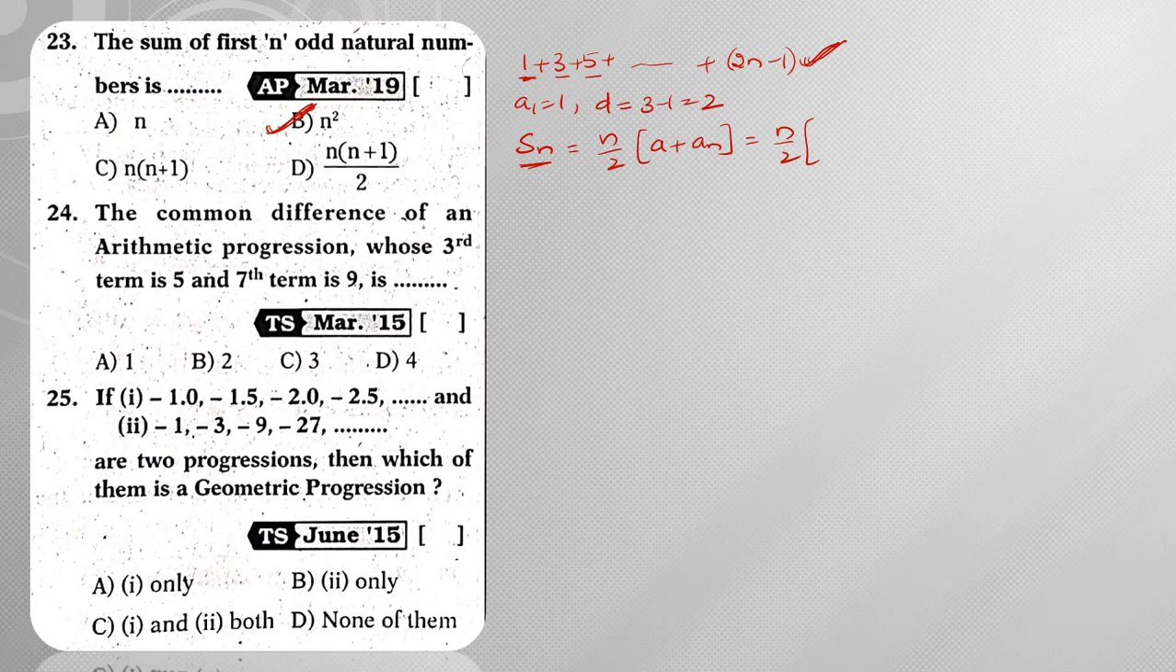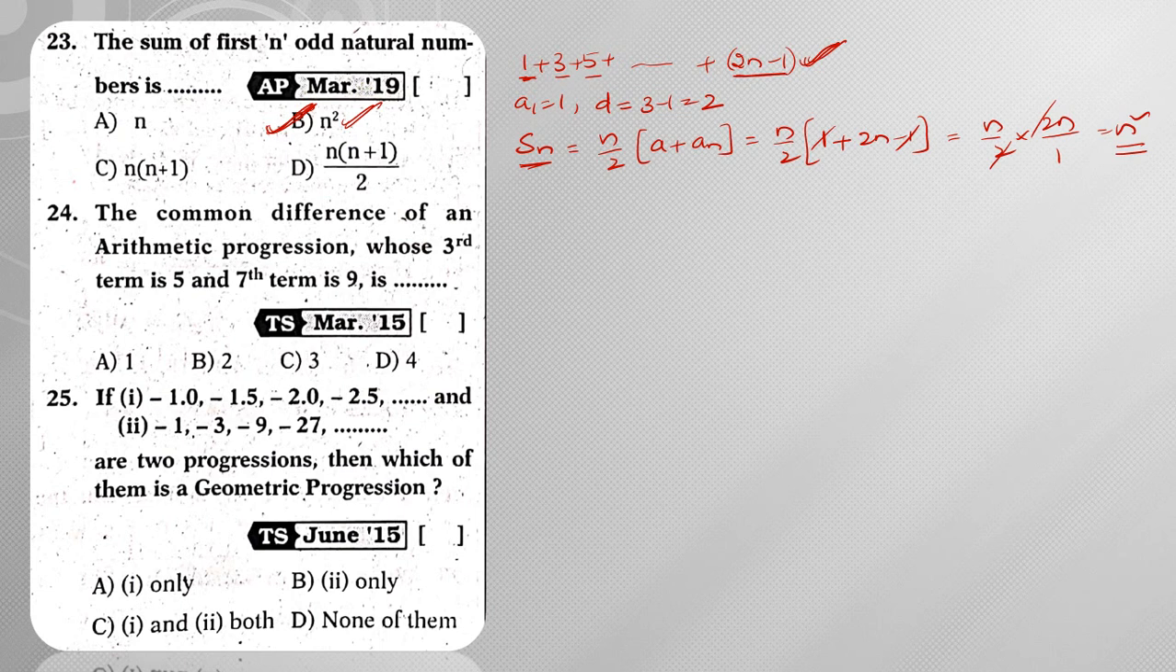So n by 2 into what is the first term? The first term is 1, plus what is the last term? The last term is 2n minus 1. So the minus 1 and plus 1 get cancelled. Finally, what am I going to get? n by 2 into 2n. So 2 gets cancelled. Hence you are going to get n square. Likewise, we can obtain the sum of the first n odd natural numbers.